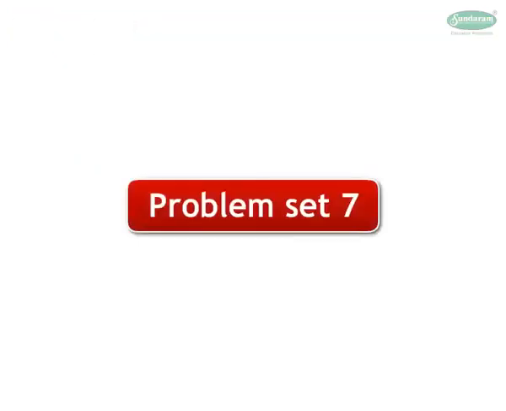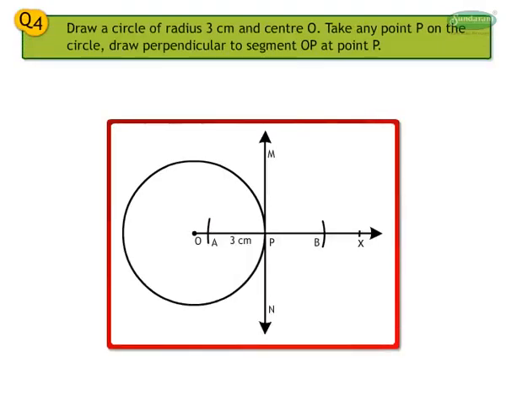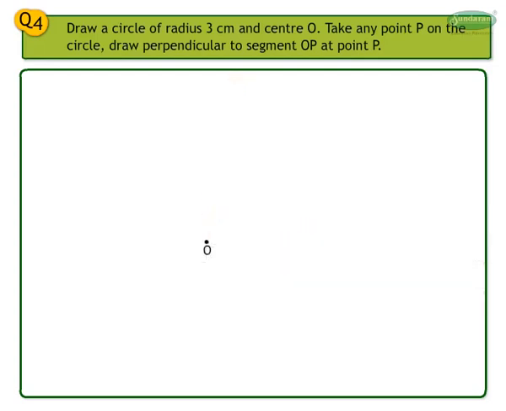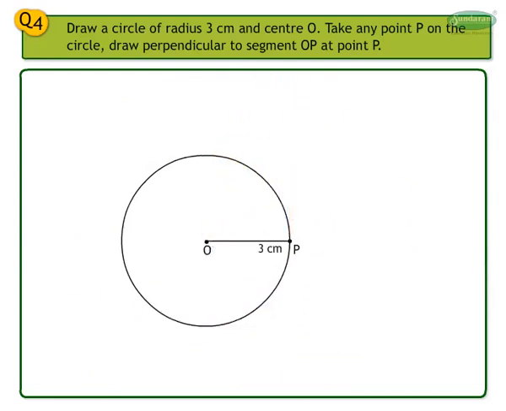Now let us solve a few important construction examples from problem set 7. Let us draw the fourth construction. Draw a circle of radius 3 cm and center O. Take any point P on the circle, draw a perpendicular to segment OP at point P. Let us see the steps of construction. Draw a circle of radius 3 centimeters with center O. Take any point P on the circle. Draw radius OP and extend it to X.